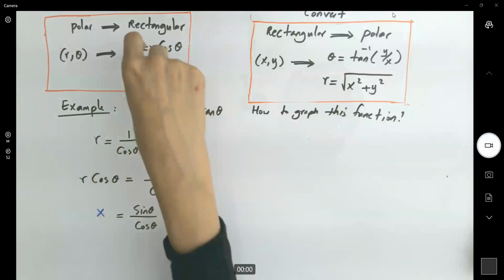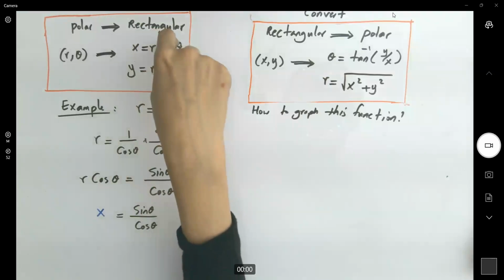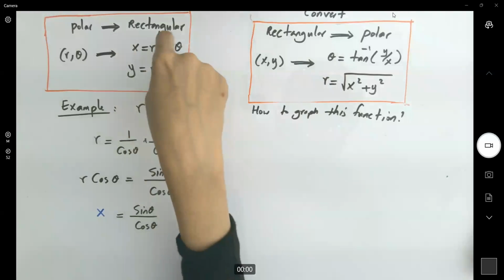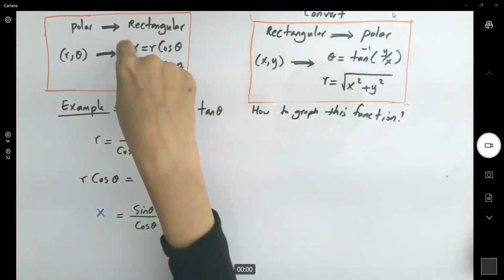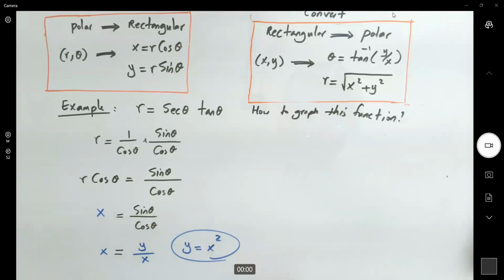Just take a look at this. x divided by y is cosine over sine. y divided by x is sine over cosine. So sine over cosine is y over x. So x is equal to y over x. Well, this is y equals x squared. This is my function, a quadratic function.